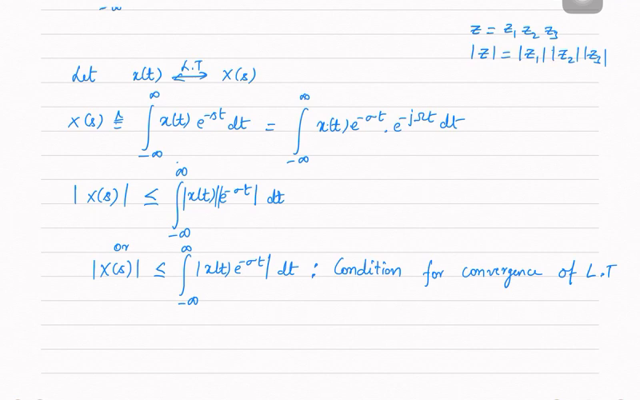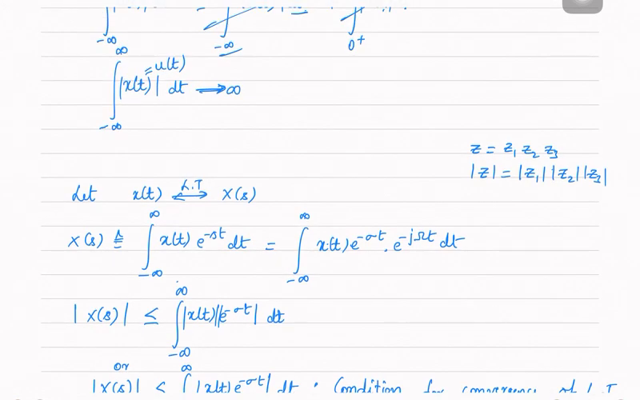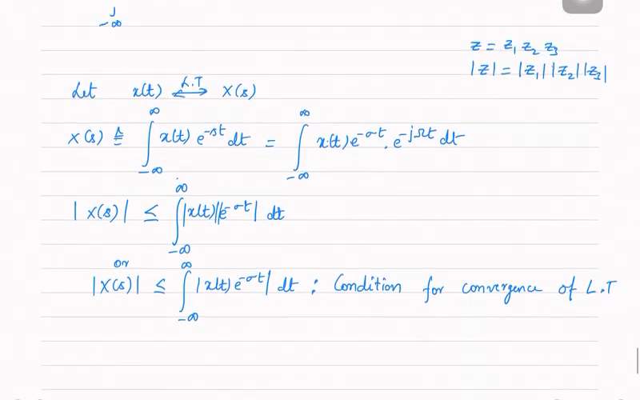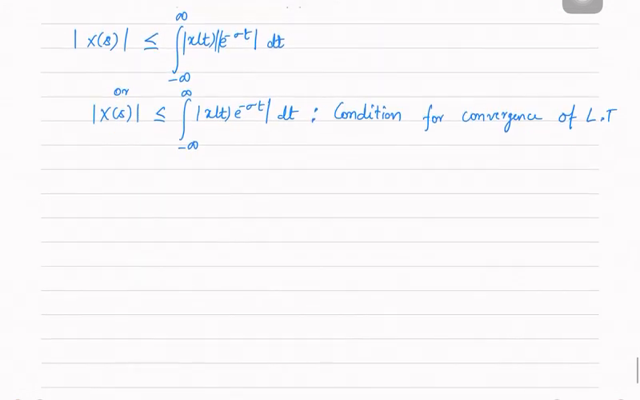Now we'll take the same example, u of t. We saw that the integral of u of t dt will tend to infinity. If you notice the difference between the conditions for existence of the Fourier transform and the Laplace transform, there is an extra term in the condition for existence of the Laplace transform, e power minus sigma t. Now we'll see the significance of that.